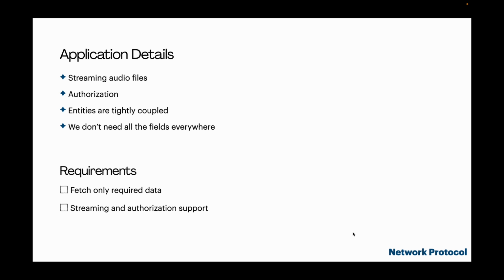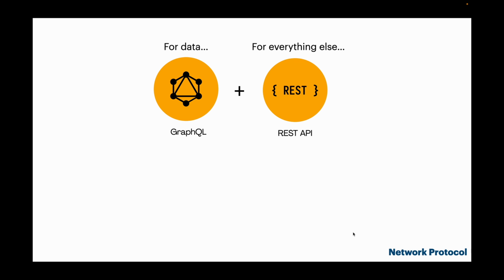Based on these considerations, we can identify two primary requirements: fetch only the data that is needed and support streaming and authorization. GraphQL effectively addresses the first requirement. However, we also require support for streaming and authorization. Therefore, the best approach is to use two protocols together: GraphQL for data and REST API for all other interactions.